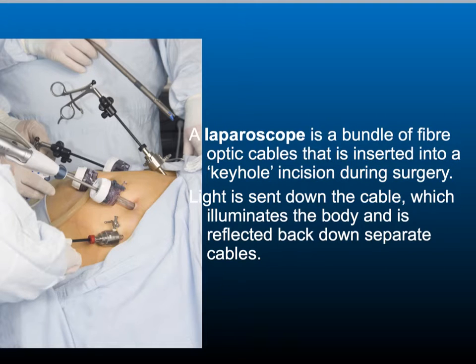Another use of total internal reflection is a laparoscope, a bundle of fibre optic cables that's inserted into a keyhole incision during surgery. Light is sent down the cable and illuminates the inside of the body, and then it is reflected back down separate cables to a screen where the image can be seen.